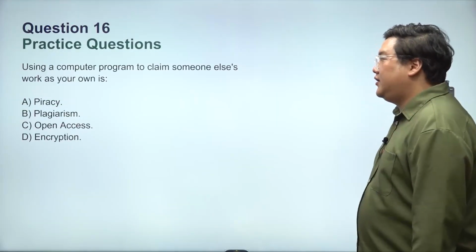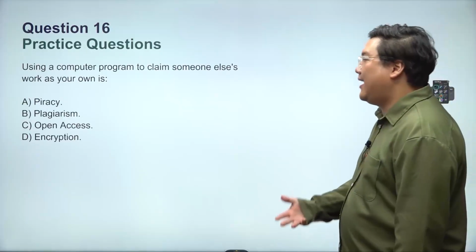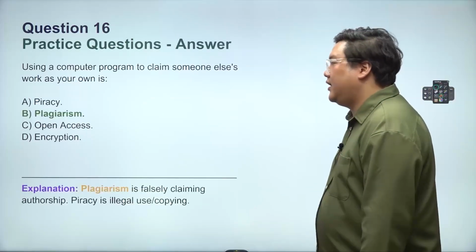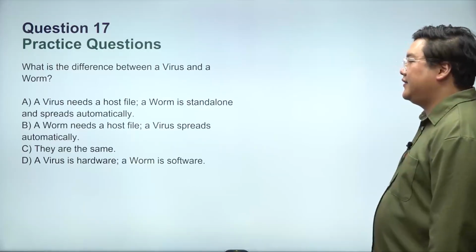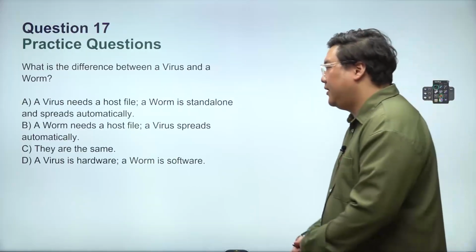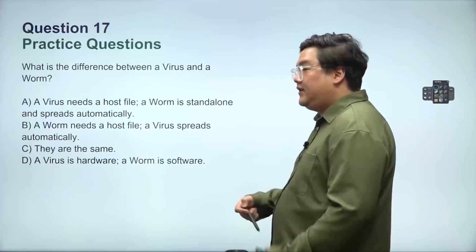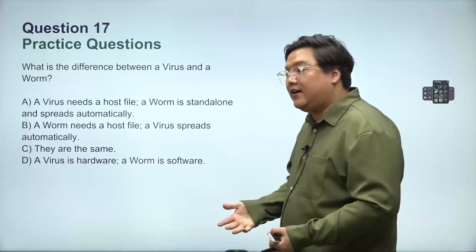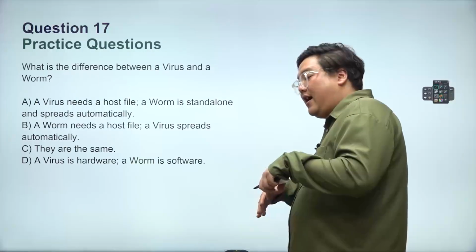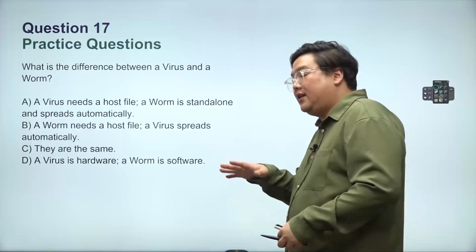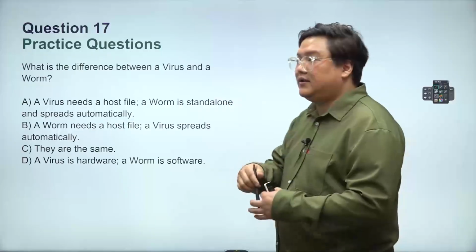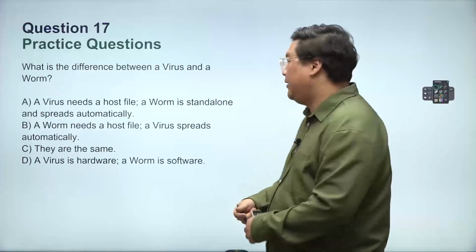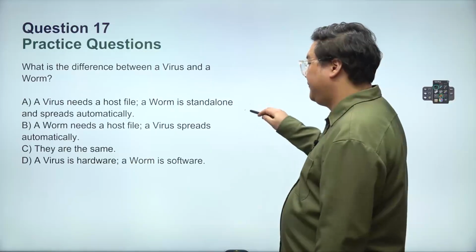All right, so using a computer program to claim someone else's work as your own is plagiarism. And what is the difference between a virus and a worm? A virus, we said it attaches to other files, and when you download that file and open it, then it starts attacking your computer, right? But a worm is a program on its own. Okay, so it will be A.